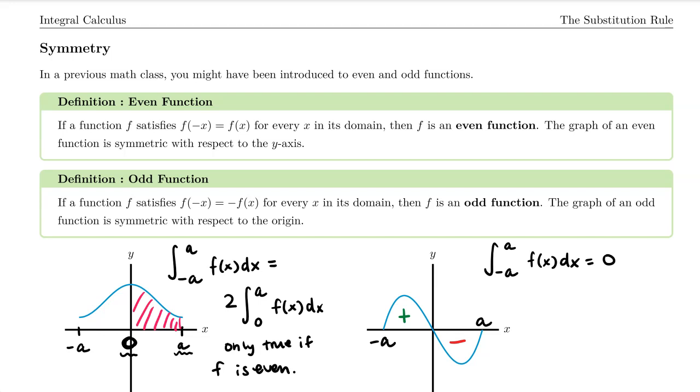So something like negative 4 to positive 4, or negative e to positive e, and only if f is an odd function, because it has this special characteristic. So let's see if we can't put these properties to good use.